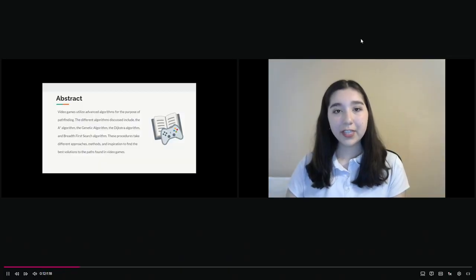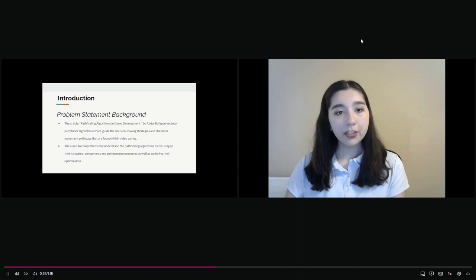Abstract. Video games utilize advanced algorithms for the purpose of pathfinding. The different algorithms discussed include the A-star algorithm, the genetic algorithm, the Dijkstra algorithm, and the breadth first search algorithm. These procedures take different approaches, methods, and inspirations to find the best solutions to the paths found in video games.